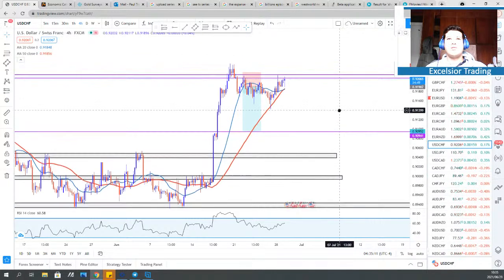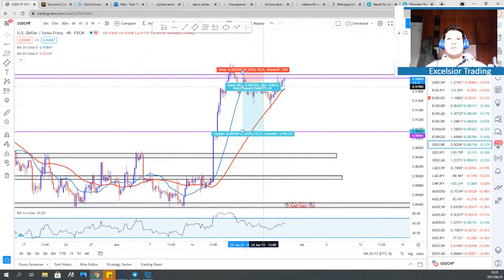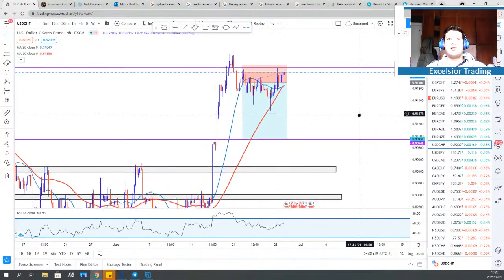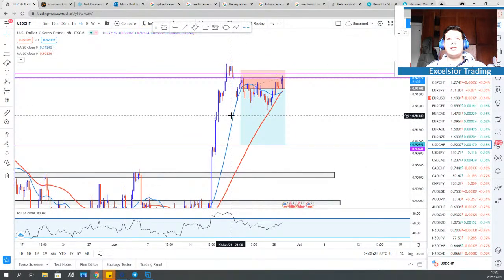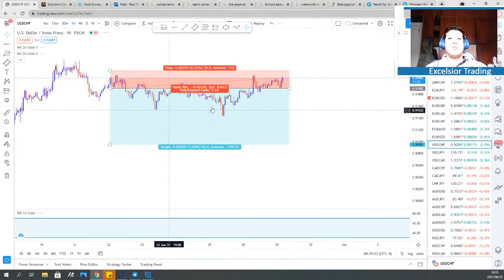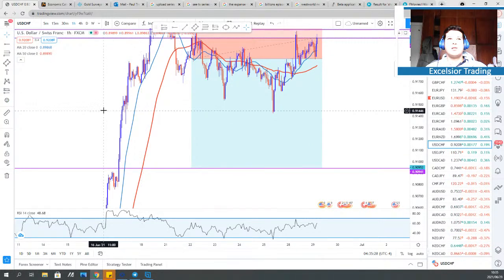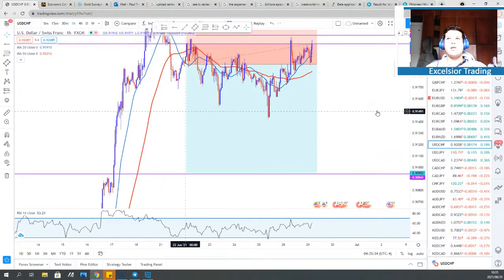USD CHF. This was a sell idea I had. That's still actually going, but it looks like it might get stopped out. Actually, taking 50% profit here would have been the smart thing to do, down here at the support. You can see that big pink fill there. Well, that would have been the smart idea. Okay, so we had USD CHF.